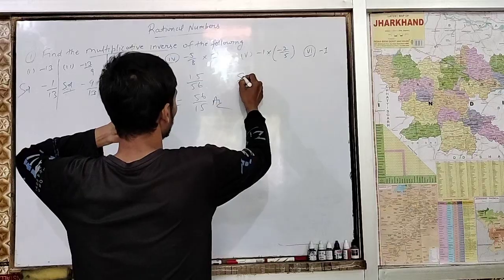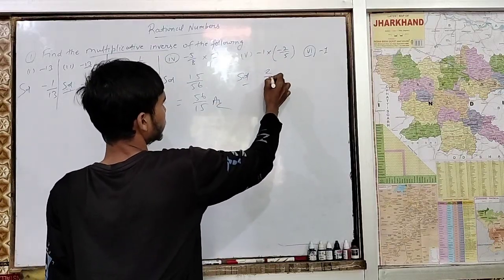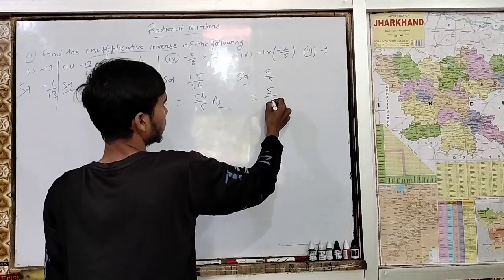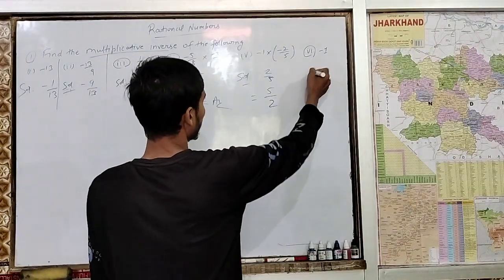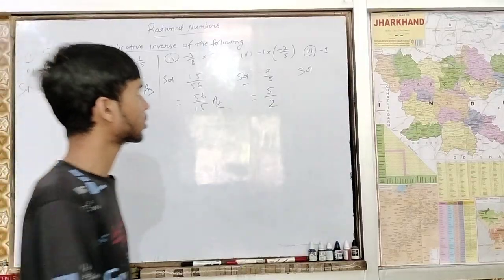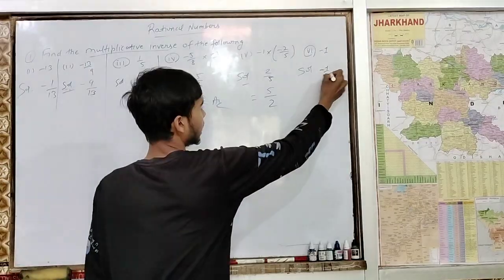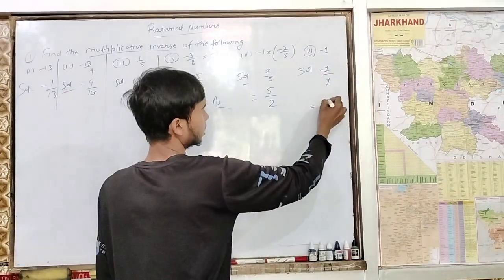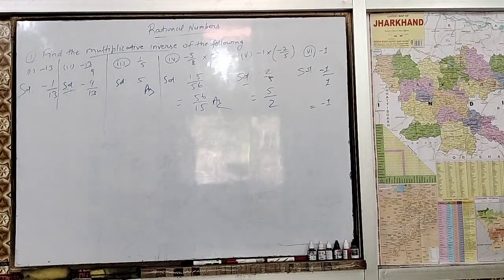Now for this we know that it will become 2 upon 5, and the multiplicative inverse of this will be 5 upon 2. So of course it will become minus 1, because it can be written like that. Both of this and this are the same. Look at this. It was very simple. I don't need to explain more about this.